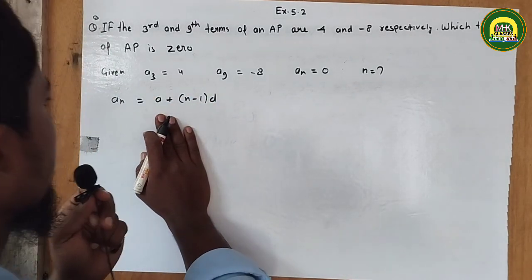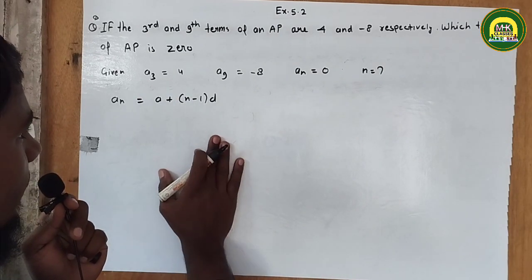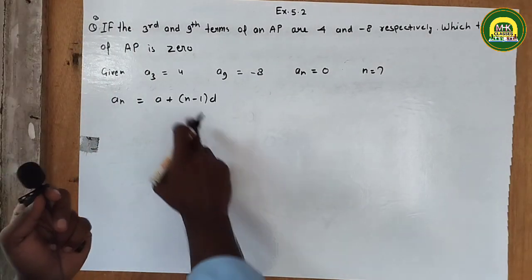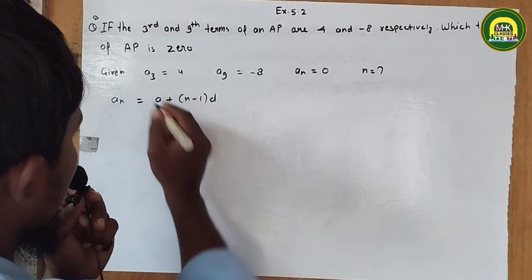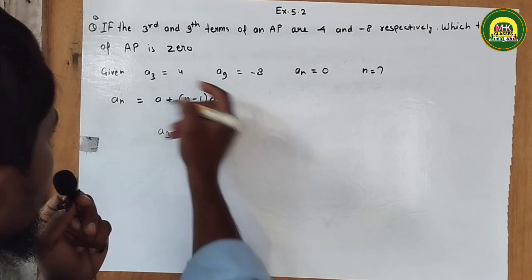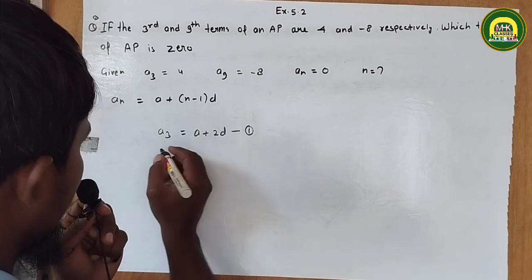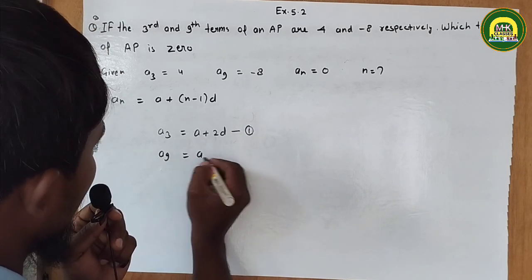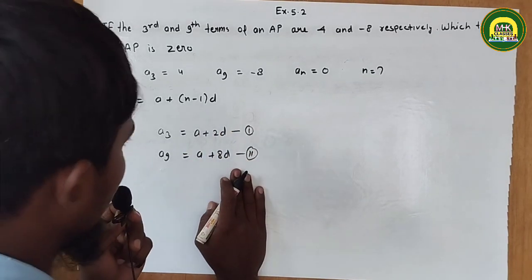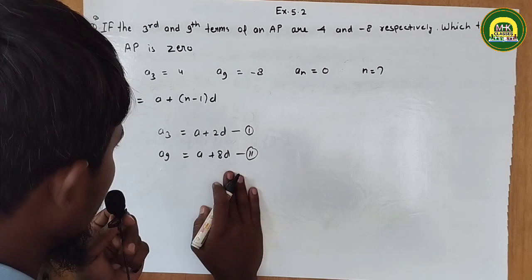Before using that, we have to know the value of a and the common difference, the first term and the common difference. We can find the first term and common difference with the help of a3 and a9. We can write a3 as a plus 2d, and this is our first equation. a9 is equal to a plus 8d. This is our second equation. With the help of these equations, we can find the value of a and d.